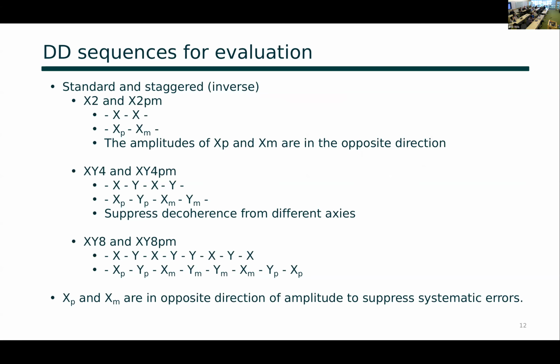And the second thing we want to do is evaluate them on the real quantum hardware. So first we need to choose different DD sequences to evaluate. For example, we choose X2, XY4, and XY8. There are some common DD sequences. We prepare them in the standard version, staggered version. And since in the staggered version the 2 qubits are asymmetric, we can just switch them. It is called the inverse of the staggered version.